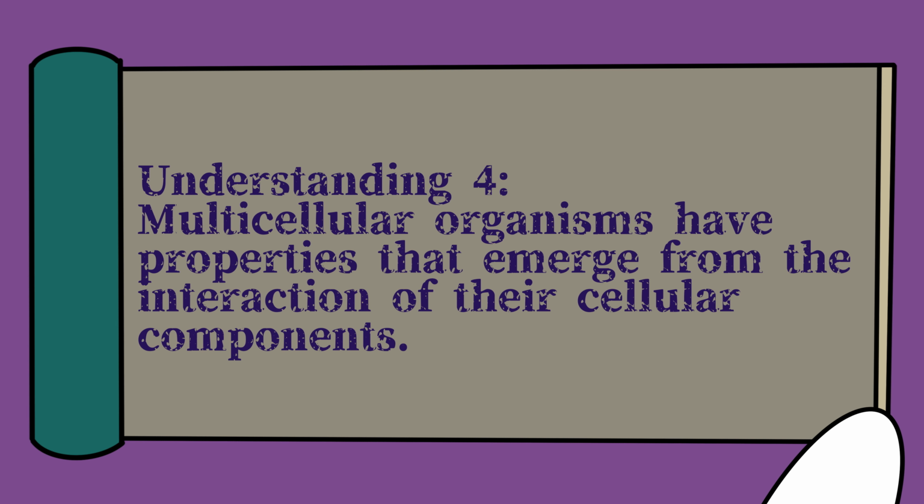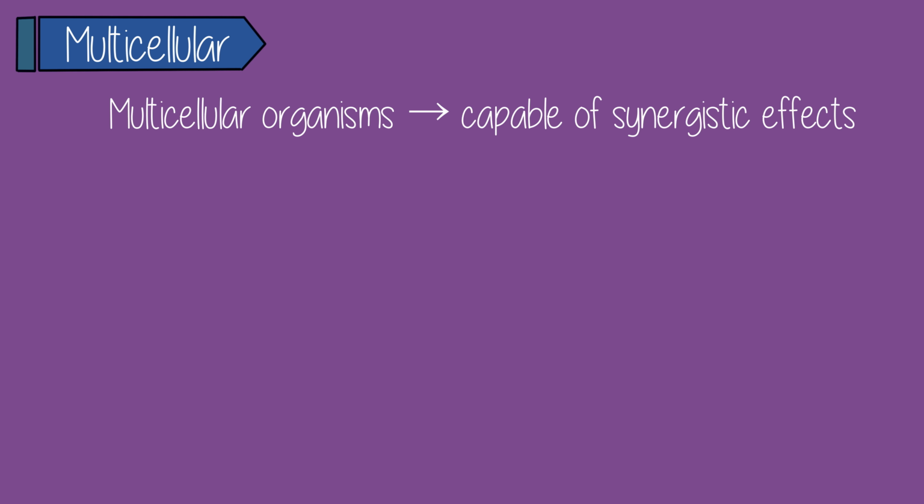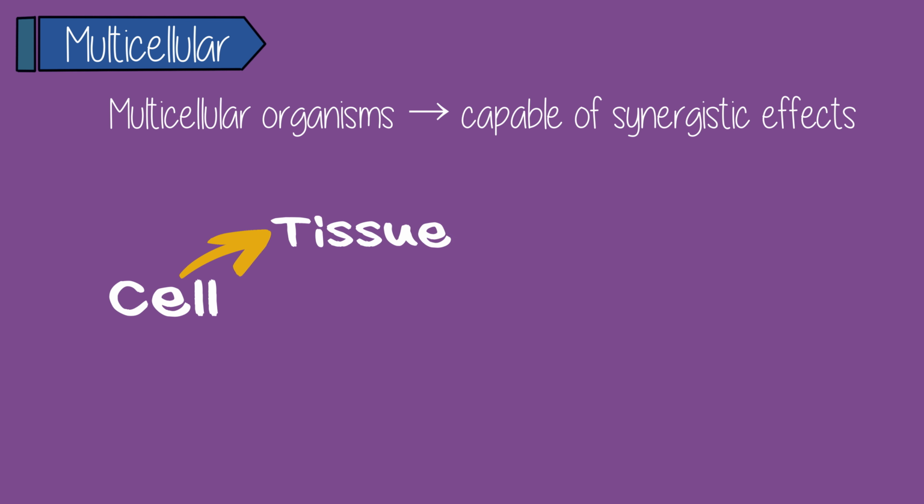Multicellular organisms have properties that emerge from the interaction of their cellular components. Unlike unicellular organisms, multicellular organisms are capable of synergistic effects created by collective actions of individual cells. Cells form tissues, multiple tissues come together and form organs, then the organs interact, creating an organ system which carries out functions of life.